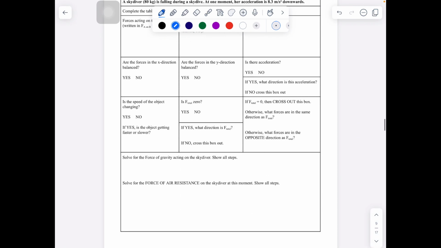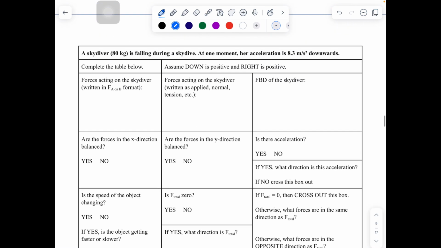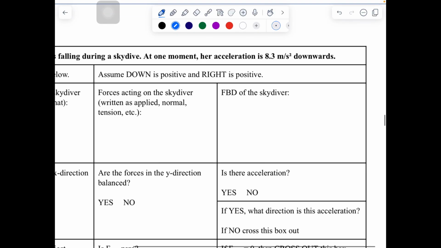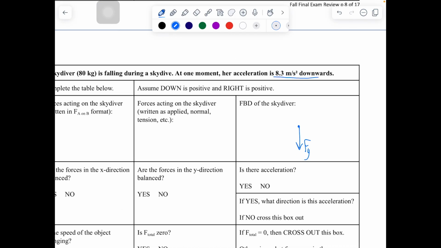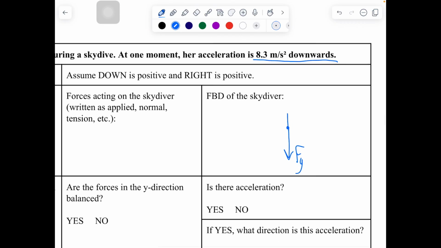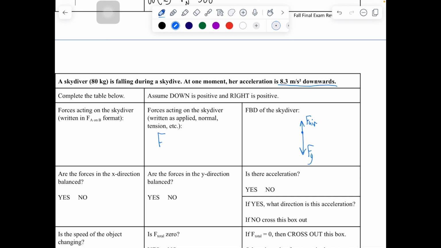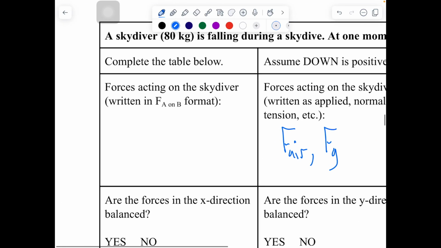Another problem, a skydiver problem. Free body diagram. Well, we have gravity. Since we know the acceleration is 8.3 meters per second squared downwards, that's less than the 9.8 we'd expect if there was just gravity. So there must be a little bit of air resistance as well. We have the air resistance, and we have force of gravity. Gravity is the force of the Earth on the person. Air resistance is the force of the air on the person.